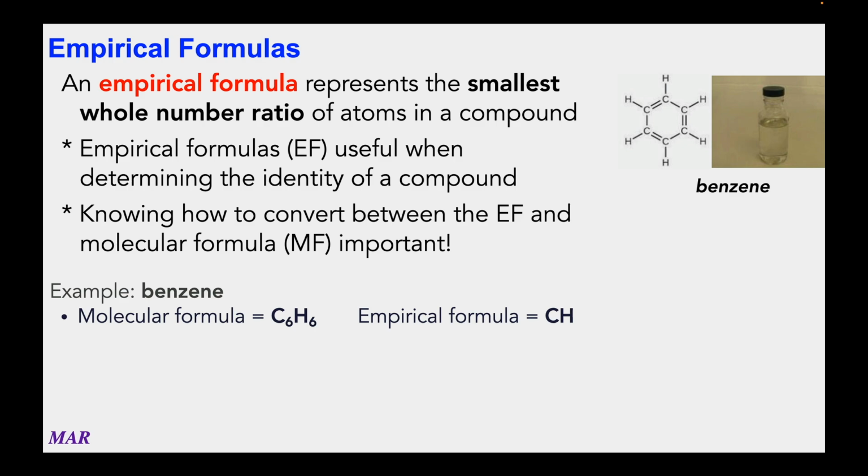But sometimes it's nice to know about the smallest whole number ratio of atoms in the compounds. And that's where you start talking about what's called an empirical formula. So in future lectures, we're going to talk a lot about empirical formulas and molecular formulas. And the molecular formula is kind of the holy grail. All right, you want to know that the benzene molecule has 6 carbons and 6 hydrogens.